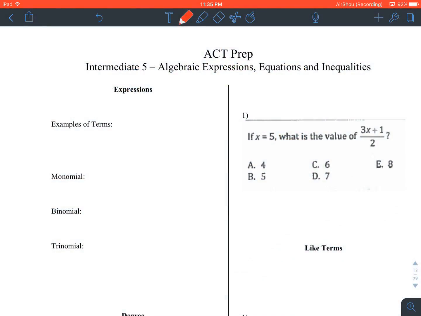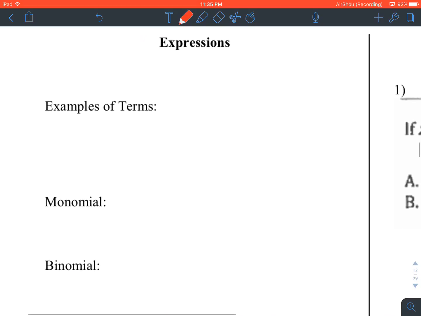Alright, this is Intermediate Notes 5, Algebraic Expressions, Equations, and Inequalities. So let's talk about terms, first of all. A term is the product or quotient of a number or letter or a combination of numbers and letters. An example of a term is x squared. Another example is 3x. How about xyz is a term? 3 is a term. Terms are separated by addition and subtraction and equal signs, if you have an equation.